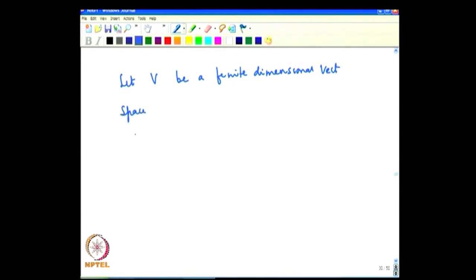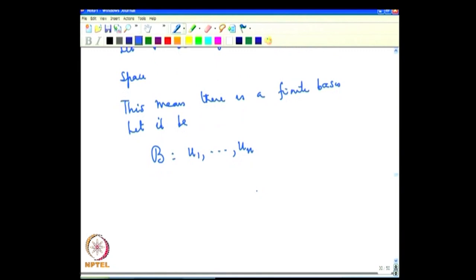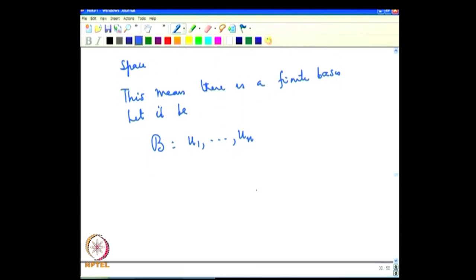What does this mean? This means there is a finite basis. So, let it be u1, u2, ..., un. Suppose there are n vectors which form a basis. What does this mean? These u1, u2, ..., un are vectors in V. They are linearly independent and they span V.